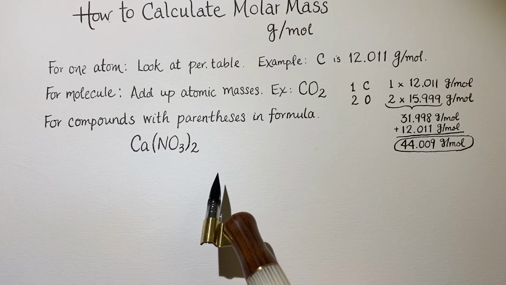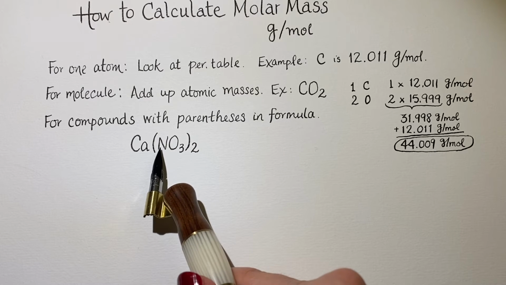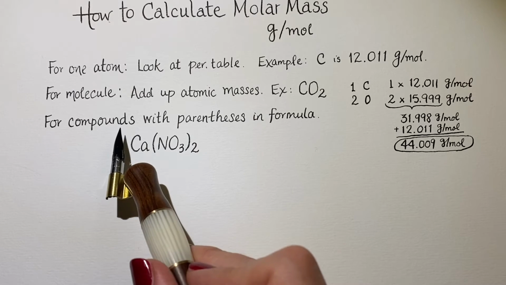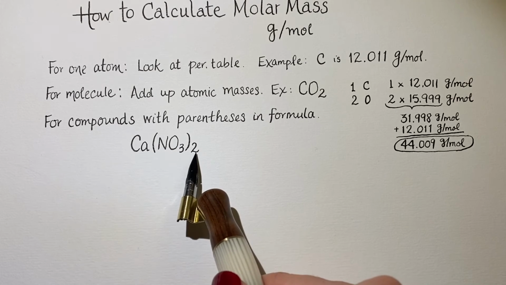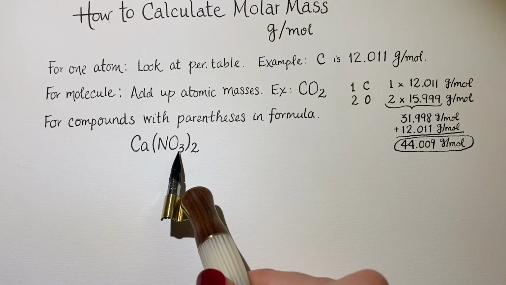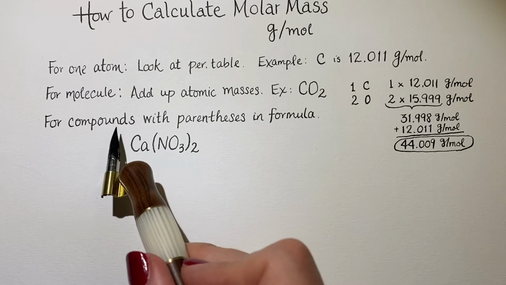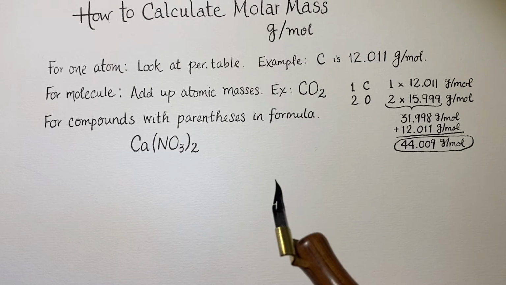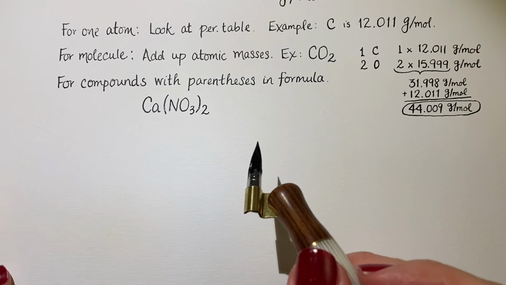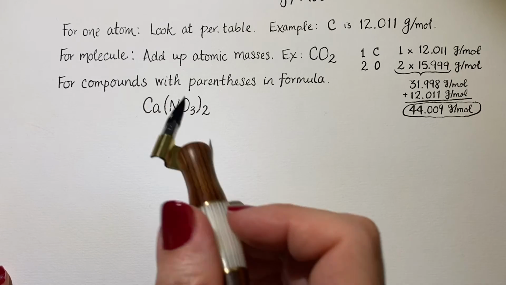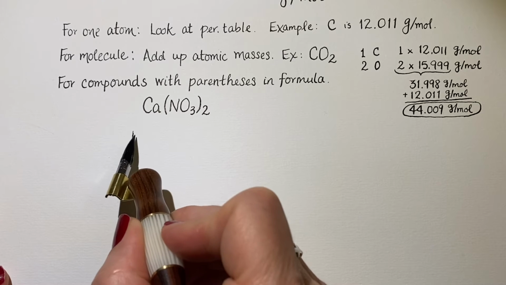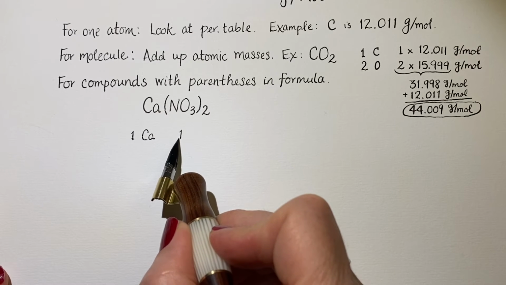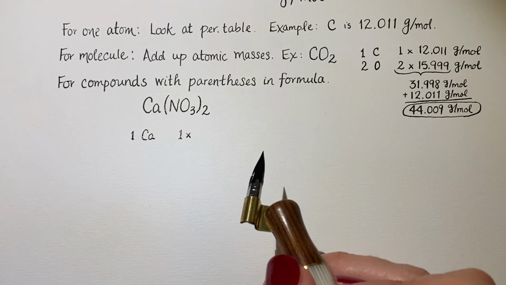So that means we need to multiply 2 by the 1 nitrogen. So there will be 2 nitrogens overall in this whole unit. And there will be 2 times 3, which is 6 oxygens within this whole unit. Okay. So when we calculate the molar mass of calcium nitrate, it looks like this. We have 1 calcium. So there will be 1 times the atomic mass of calcium.